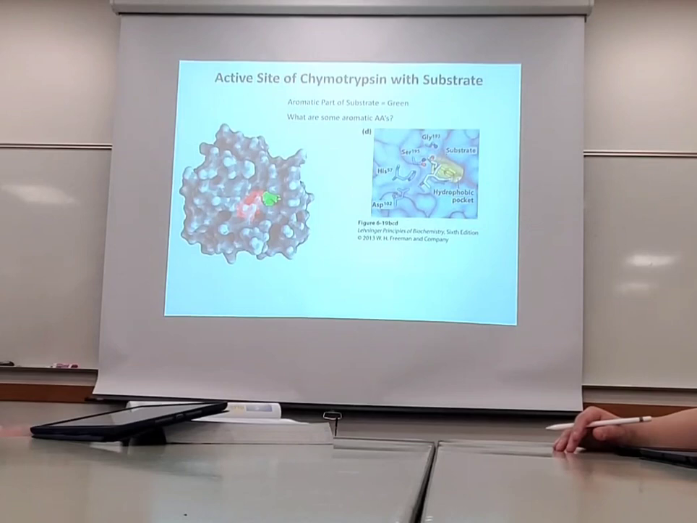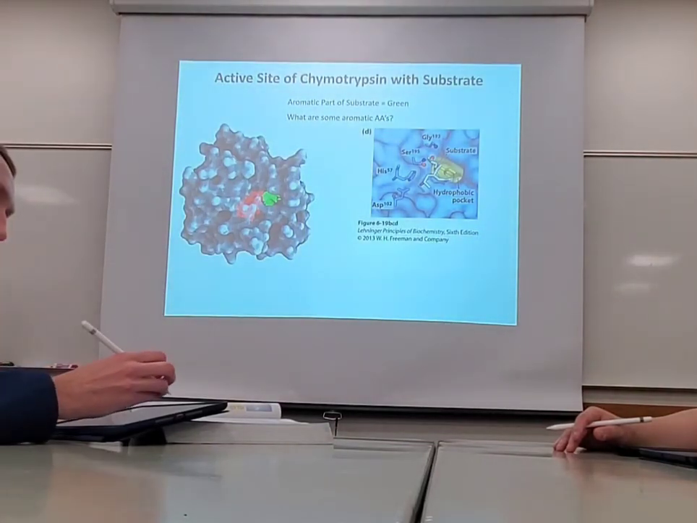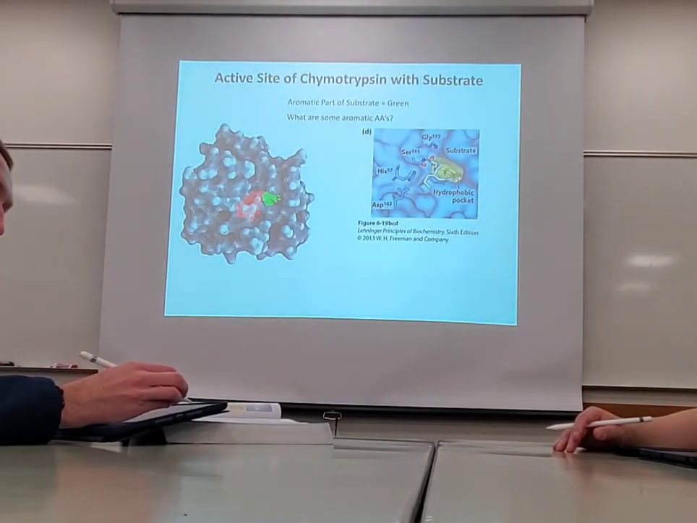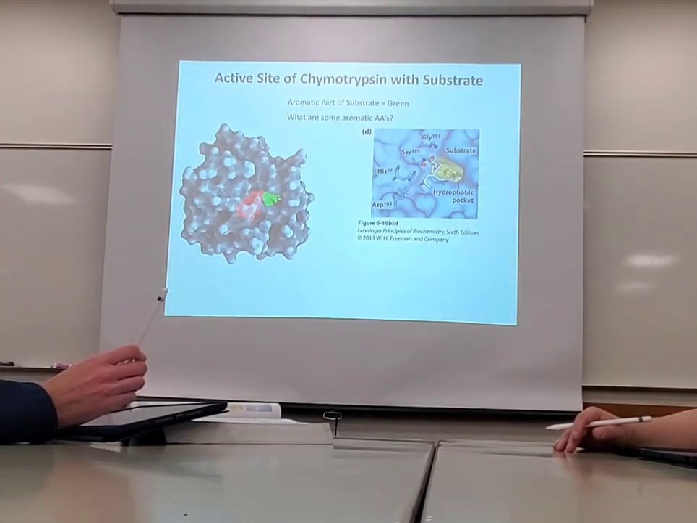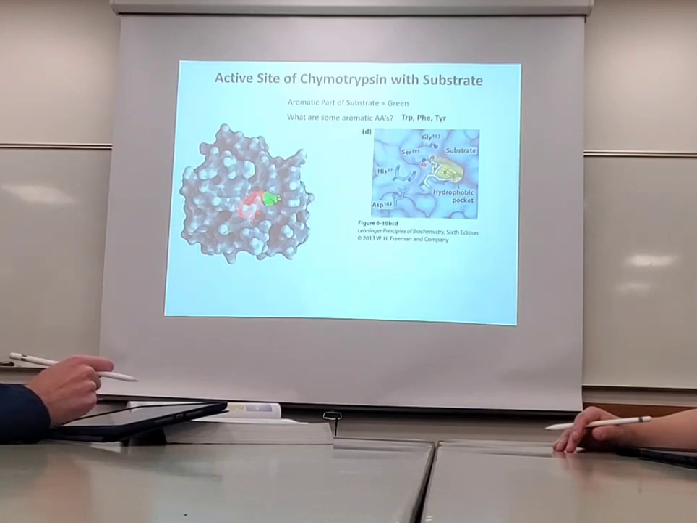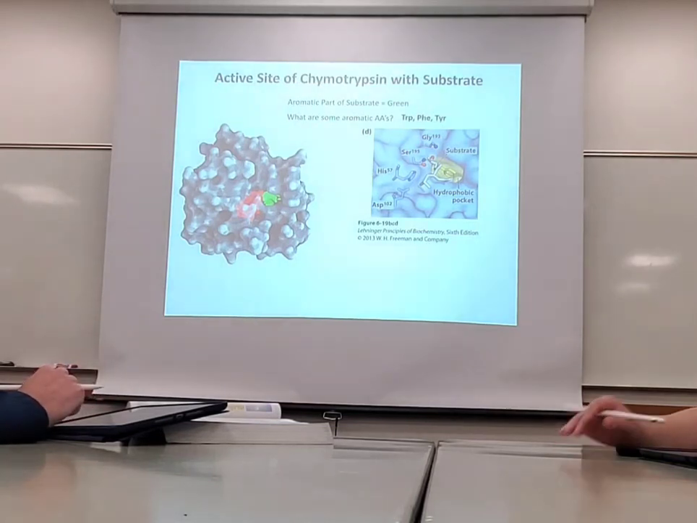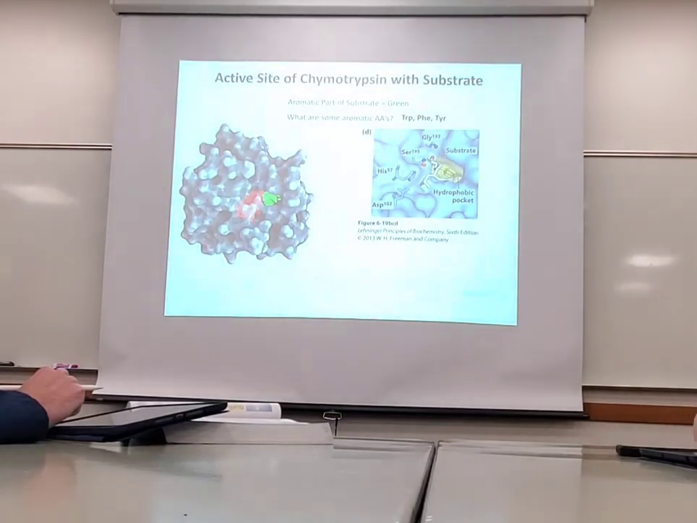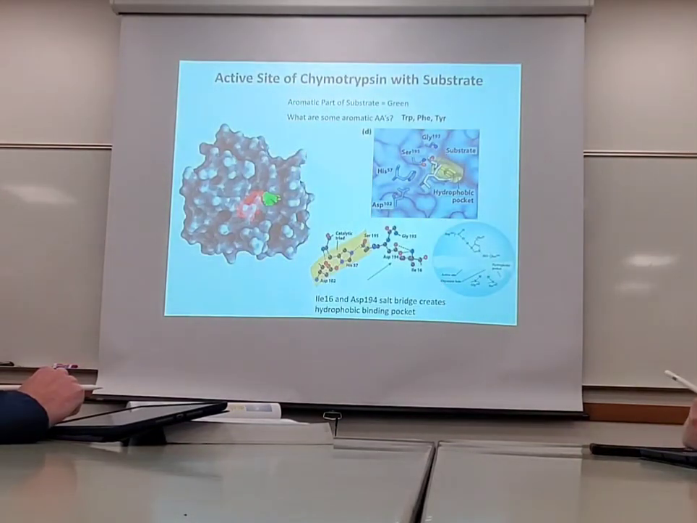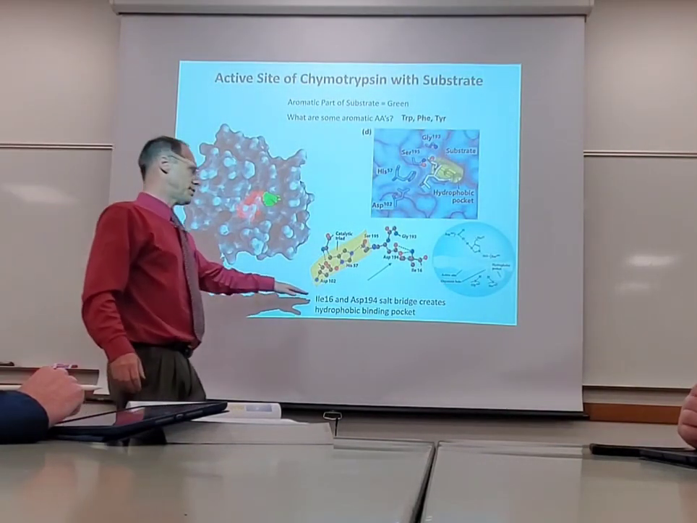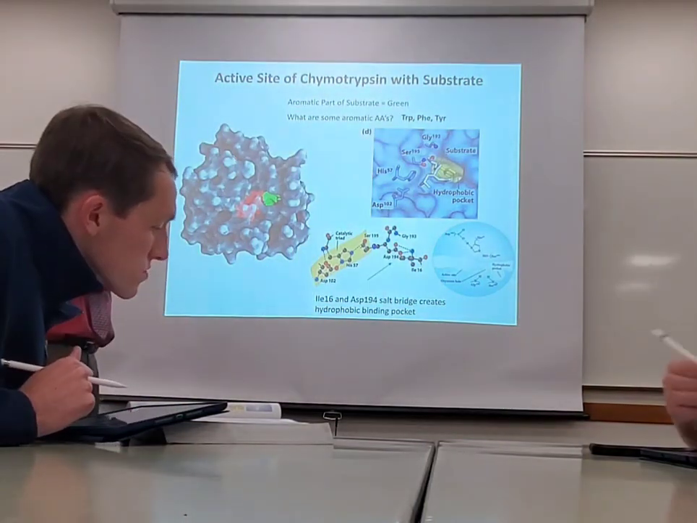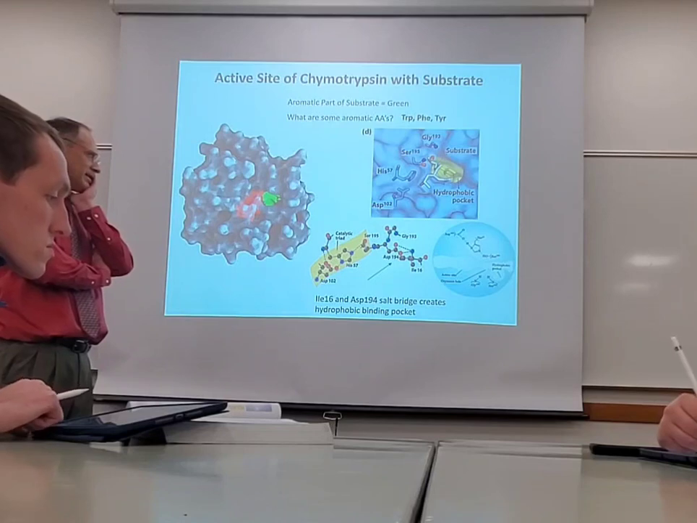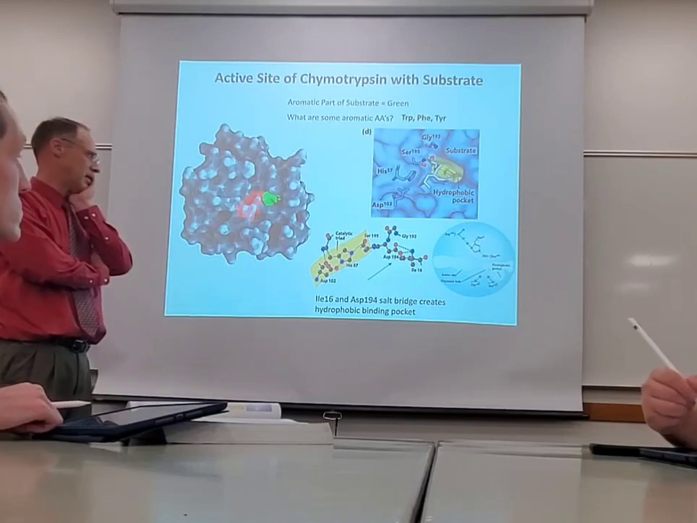right? Aromatic amino acids, you got them? They are tyrosine, phenylalanine, tryptophan. Right. Okay. That's where it goes. It's the green spot. The red spot's for the catalytic site. The isoleucine 16 and the aspartate 194 create a hydrophobic pocket, a salt bridge to create that.